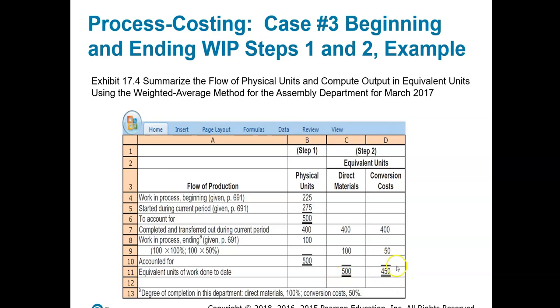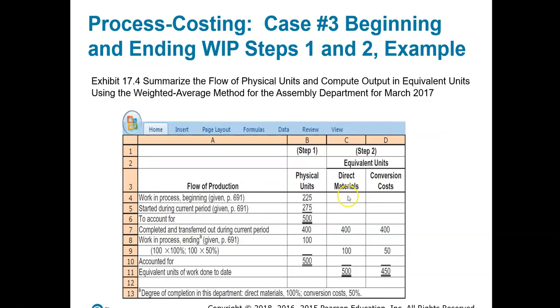Again, these numbers are critical because they are going to go directly into the computation of cost per equivalent unit, which will then allow us to value not only the amount transferred out to the next department, but also our ending inventory.